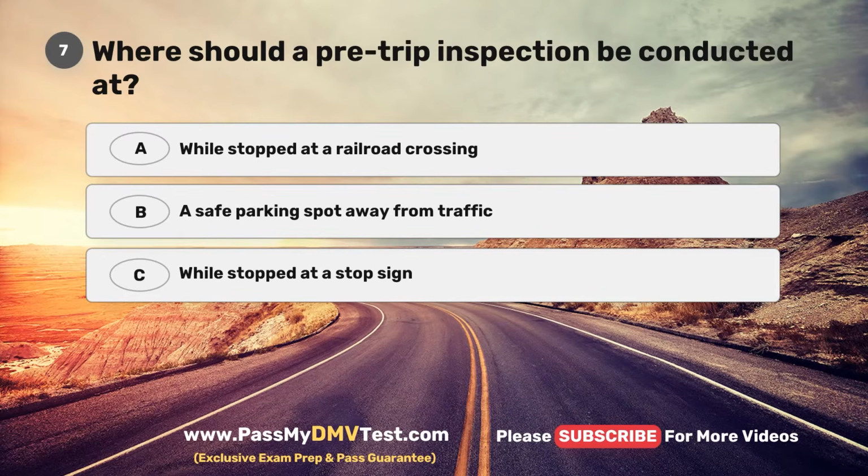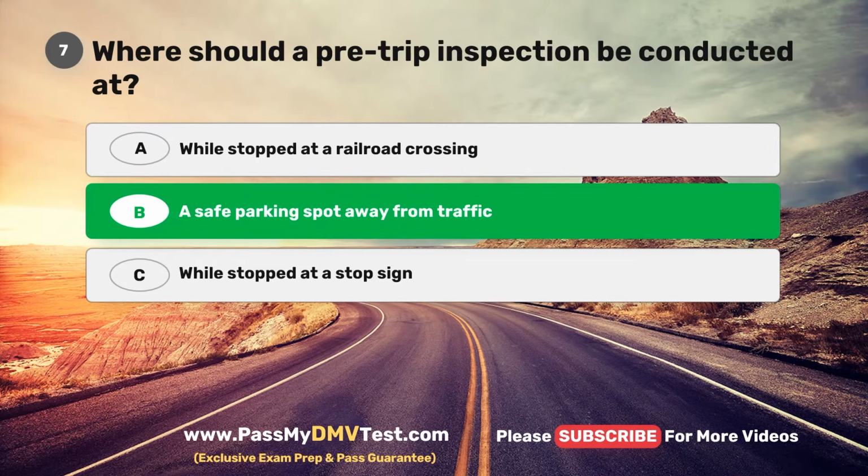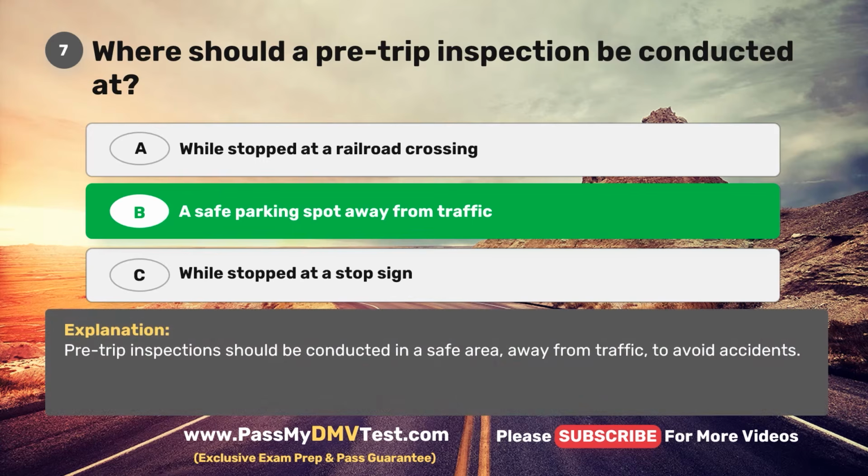Question 7. Where should a pre-trip inspection be conducted? A. While stopped at a railroad crossing. B. A safe parking spot away from traffic. C. While stopped at a stop sign. The correct answer is B. A safe parking spot away from traffic. Pre-trip inspections should be conducted in a safe area away from traffic to avoid accidents.